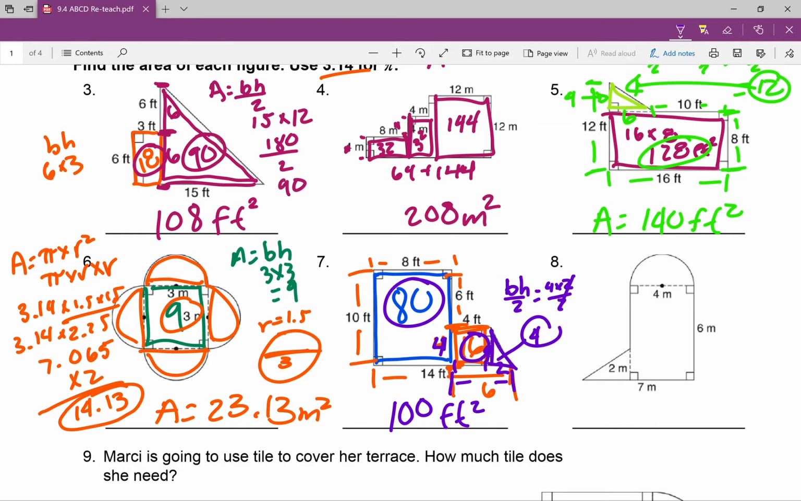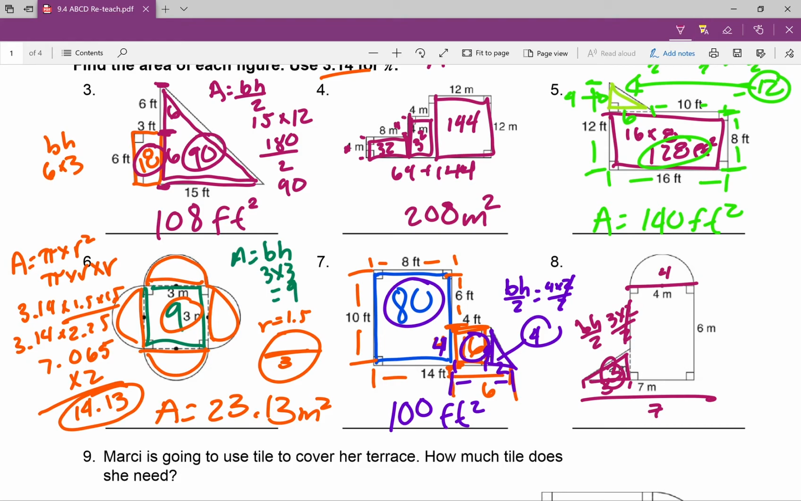Next one, it looks like a rocket ship. I have a triangle. Let's find the triangle. Base times height divided by 2. Now the height is 2, but I gotta find this distance right here. So I know the whole thing is 7, and from here to here is 4. So 7 minus 4 is 3. So it's 3 times 2 divided by 2, so it's just 3.